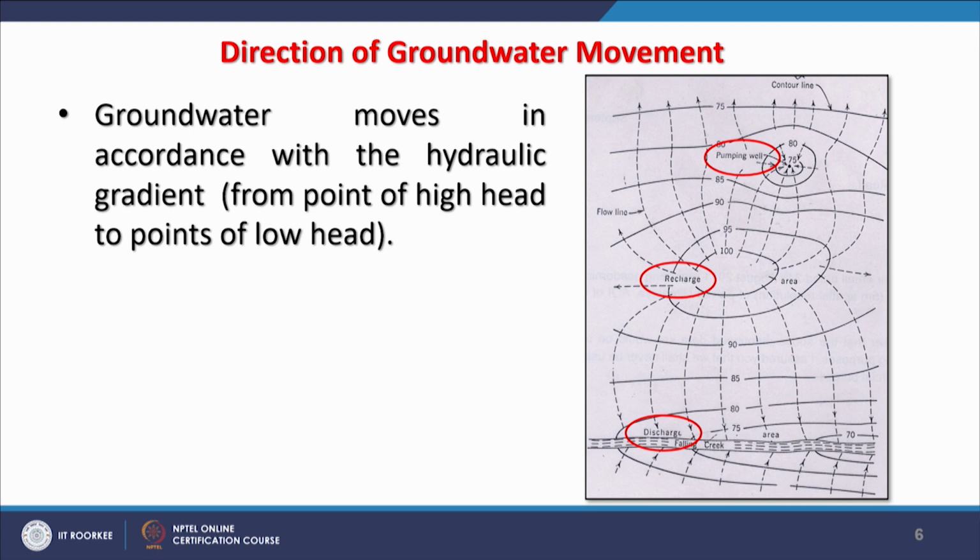Groundwater, as we know, moves in accordance with the hydraulic gradient, that is, from the point of high head to the point of low head. The figure on the right side is called a flow net, in which we try to understand not only the cone of depression but also other locations, like here the first one is the pumping well, another is the recharge well, and the third is the discharge.